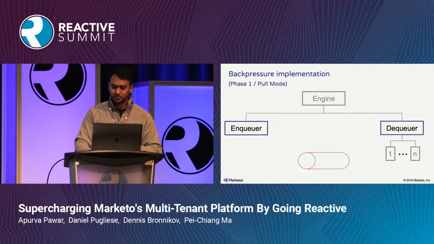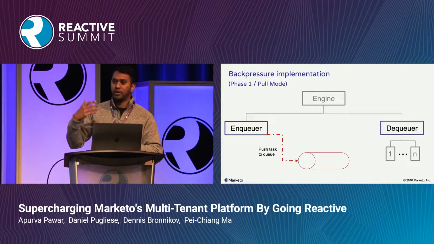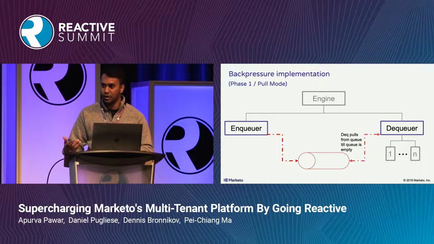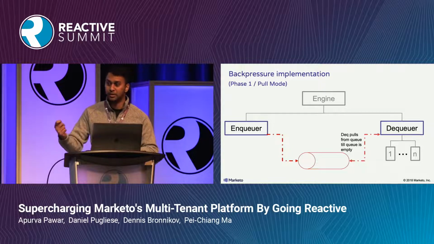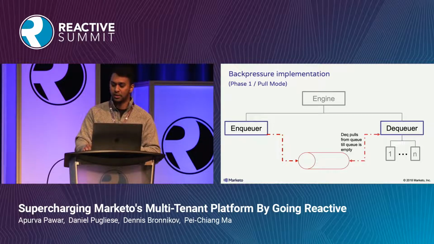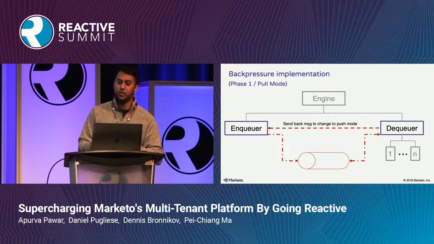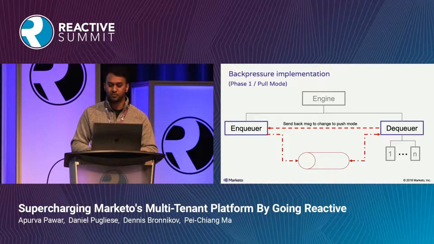For pull mode, the enqueuer still continues to push the task to the queue. And the dequeuer still continues to pull the task from the queue until the queue is empty this time. Once the queue is empty, the dequeuer will send back a message to the enqueuer saying, change to push mode. That was phase 1, by the way.